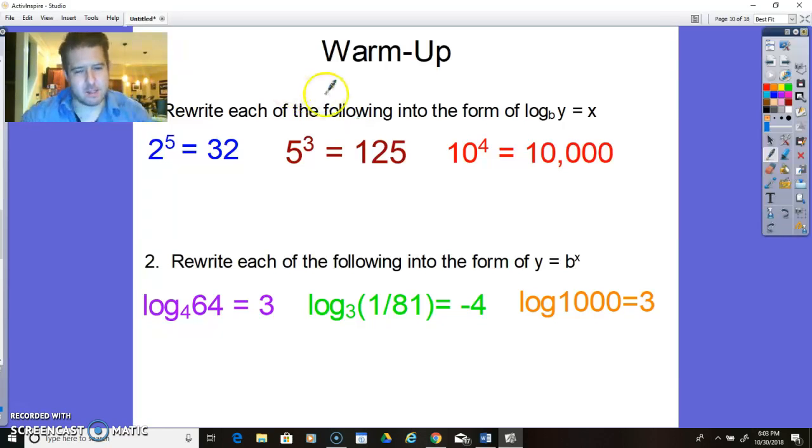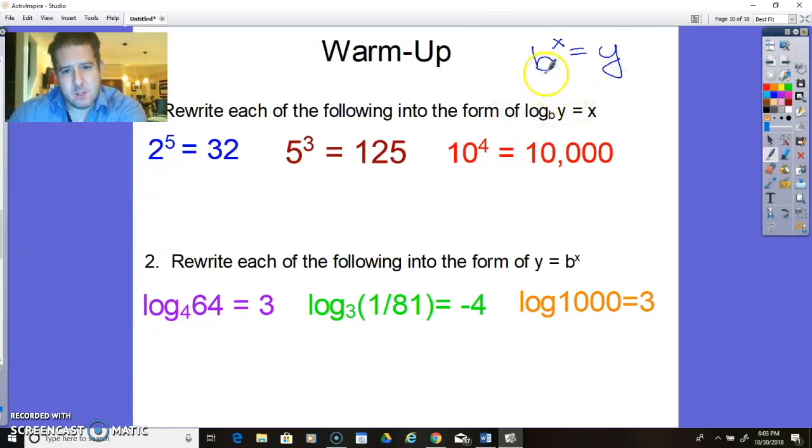So we are getting into logarithmic functions, and we're going to be evaluating to find the missing part of an equation when it's a logarithmic equation. Write each of the following into the form of log. So these are in exponential format, in b to the x power equals y format. So we're going to take this number, place it right here, place this x right here, and take this y and put it right here in parentheses.